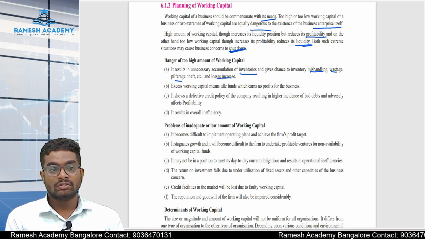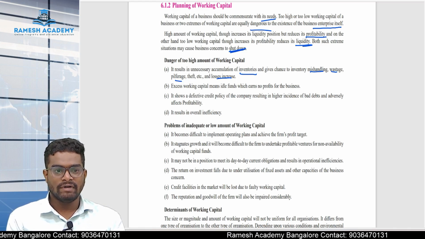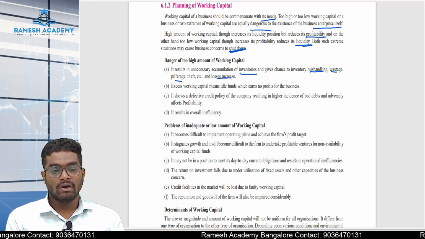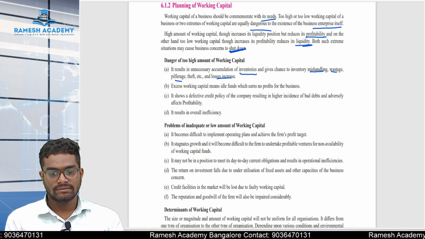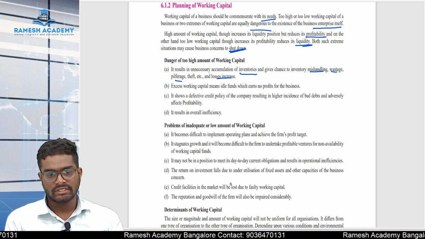Mishandling. So employees may mishandle the goods. Wastage. Since inventory is more, they will be careless and waste the goods. Or pilferage, so there will be theft by the employees, and obviously loss will increase.